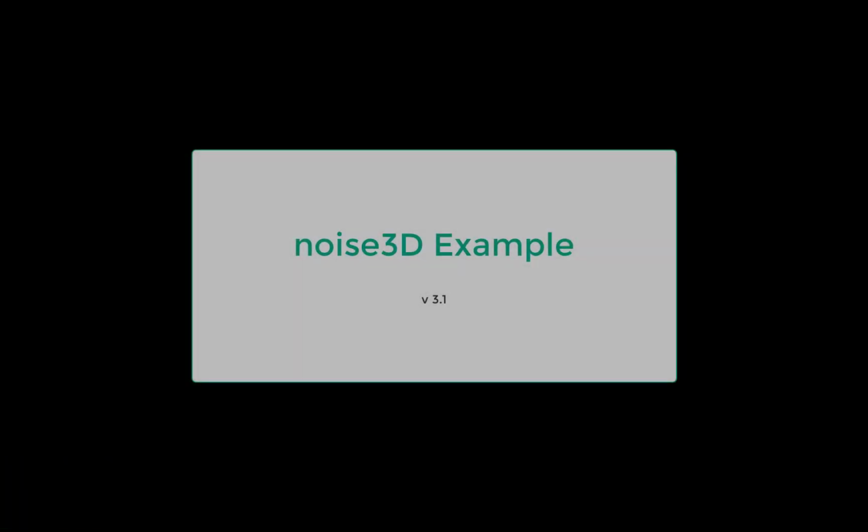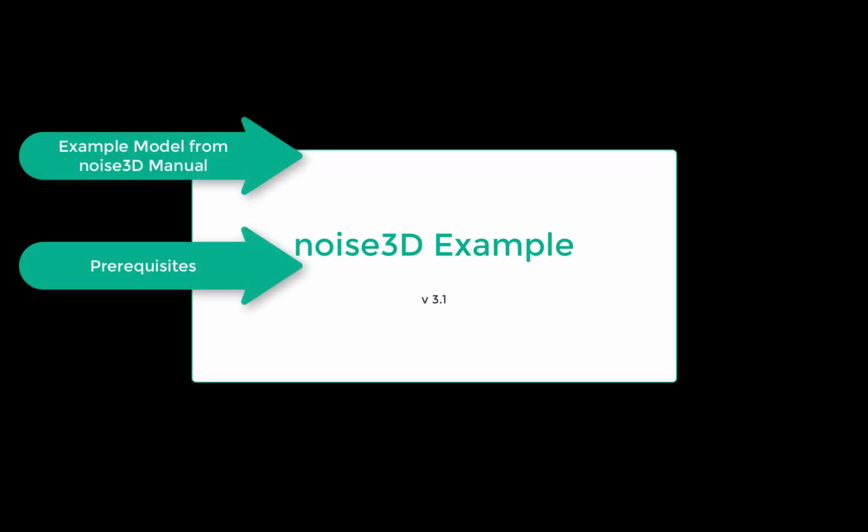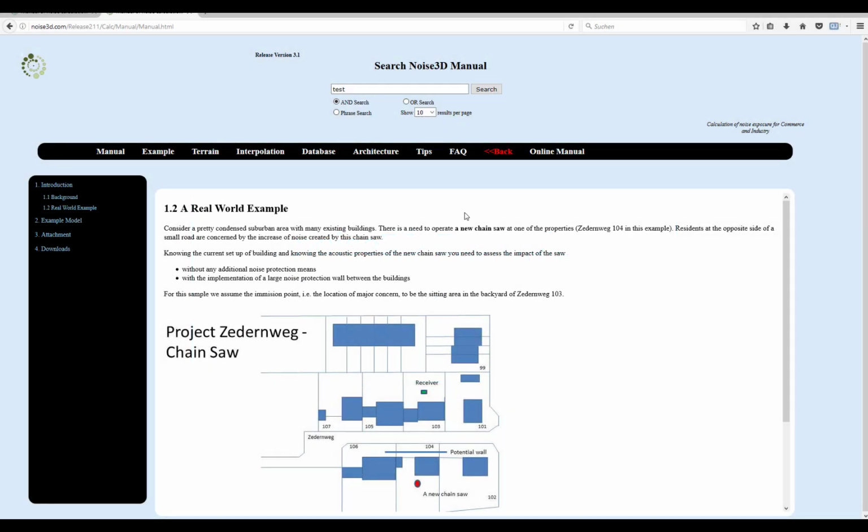In this video we will show the setup of a simple model in noise3D. It is the example model from the noise3D manual. We will go through the prerequisites and the 6 steps from a floor plan to the project.